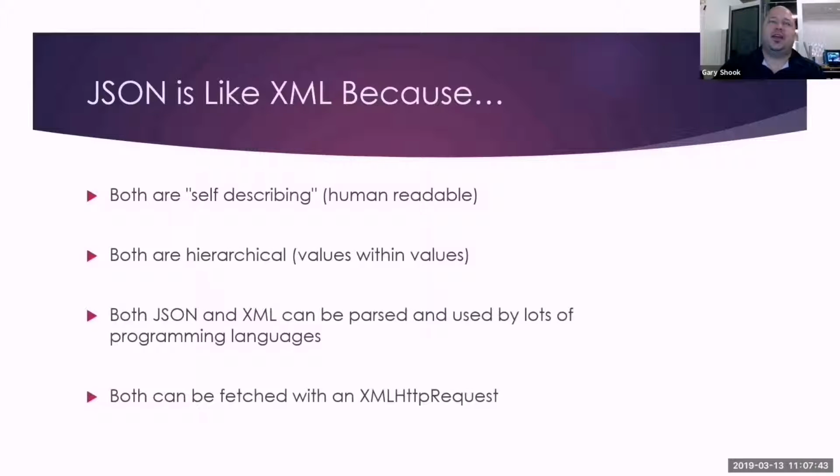So JSON and XML are similar because both are self-describing. Both are hierarchical. Both JSON and XML can be parsed and used by lots of programming languages. Both can be fetched with an XMLHttpRequest, which I will show you a little bit later, but we're not going to get too much into it because my video would be really long.